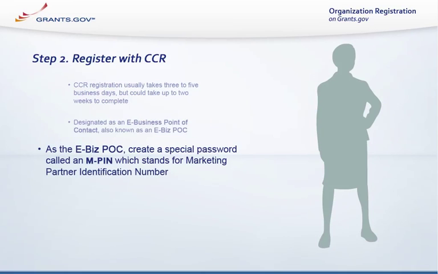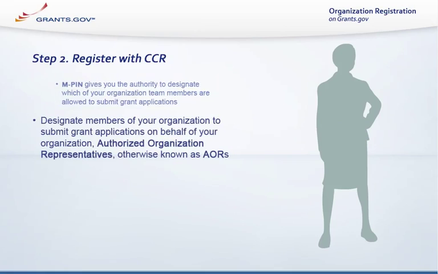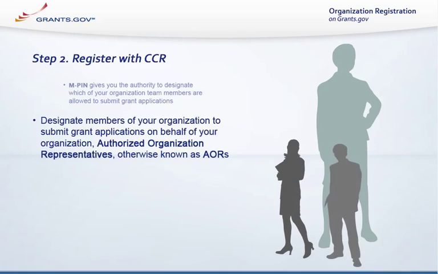As the eBiz POC, you will create a special password called an MPIN, which stands for Marketing Partner Identification Number. The MPIN gives you the authority to designate which of your organization team members are allowed to submit grant applications for your organization electronically through Grants.gov. As mentioned earlier, you designate members of your organization to submit grant applications on behalf of your organization, and these individuals are called Authorized Organization Representatives, otherwise known as AORs.